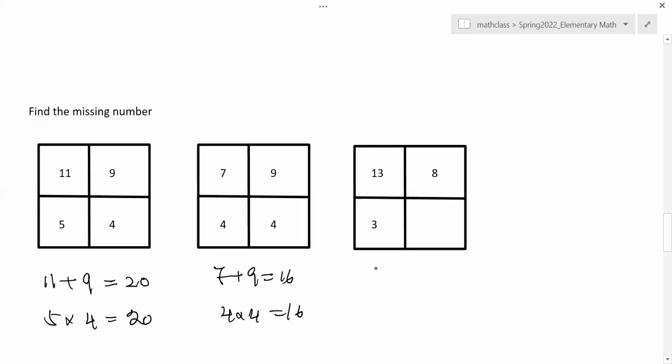Right? So 13 plus 8 is 21. So 3 times some number should also be 21, and that number is going to be 7. Now, if you can figure out another pattern, let me know. And this is what I figured out. Makes sense. Okay.